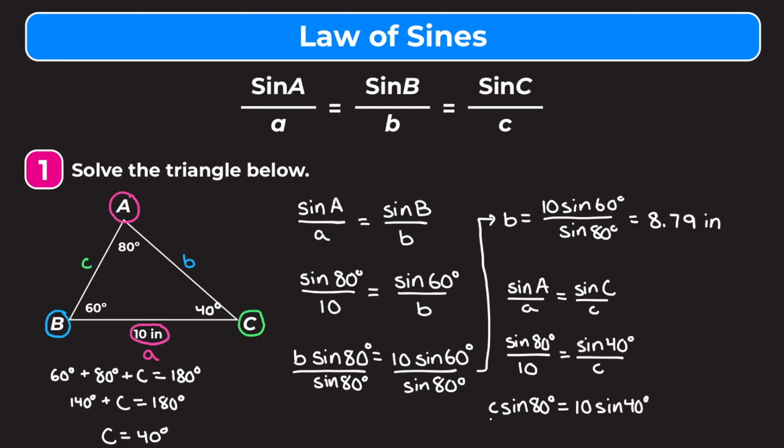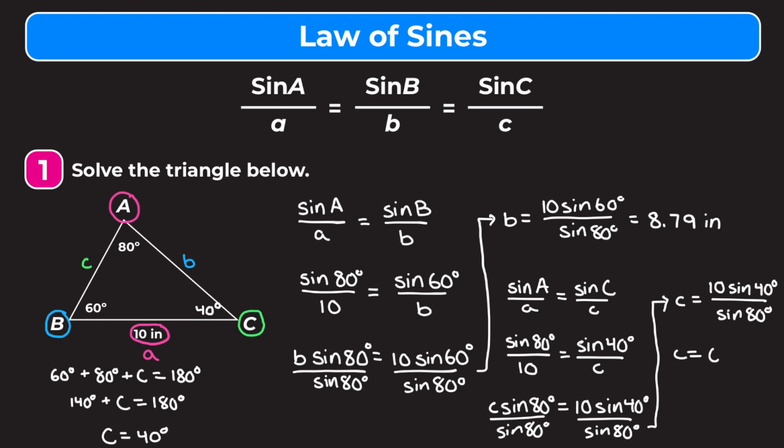And to get C by itself, we're going to divide both sides of our equation by sine of 80 degrees. And let's put this over here because I'm running out of space. And on the left side, we're left with C, and on the right side, we're left with 10 times the sine of 40 degrees over the sine of 80 degrees. And now we're going to put this in our calculator. And we get C is equal to about 6.53 inches. And side C should be the smallest side in our triangle because angle C is the smallest angle, so at least we know we're probably in the right ballpark.